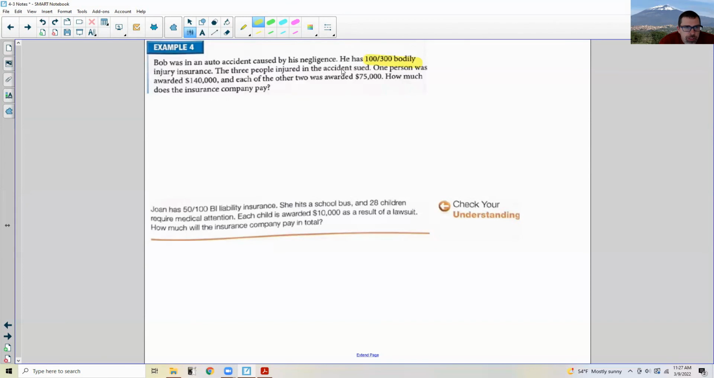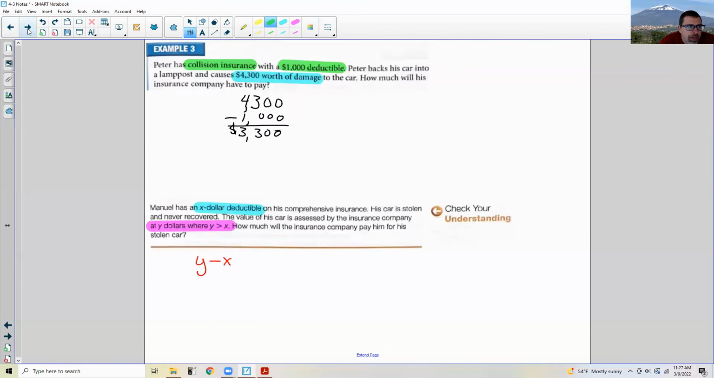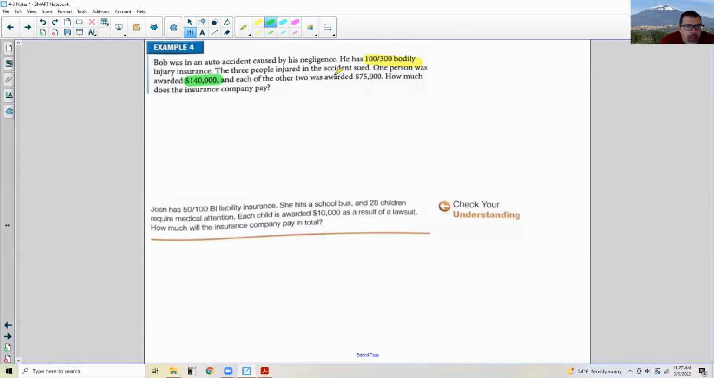The 3 people injured in the accident sued. One person was awarded $140,000. Each of the other 2 was awarded $75,000. Okay, how much does the insurance company pay? So since Bob has 100/300 bodily injury insurance, the company only pays $100,000 to the person who was awarded $140,000.